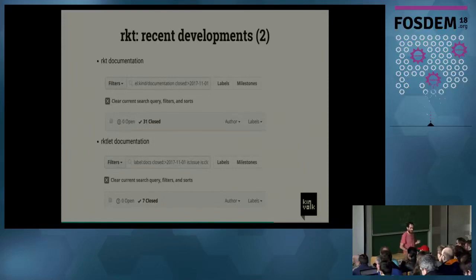A recent development was documentation. Documentation is important, and thanks to the CNCF that funded us to write a bunch of documentation. You can see there that we closed 31 issues after November of last year. That was quite a lot of work, and we think the documentation state of Rocket is pretty nice now.